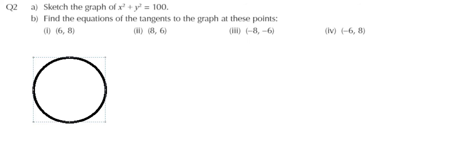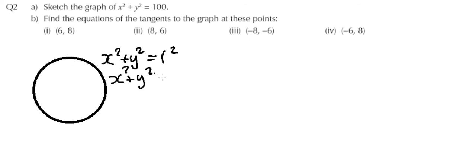Okay, as promised, here is an example, the one we went through in class. We've got a circle where x squared plus y squared equals r squared. In this case, x squared plus y squared is 100, so r is 10. That's our radius.